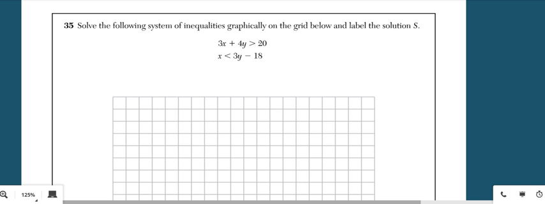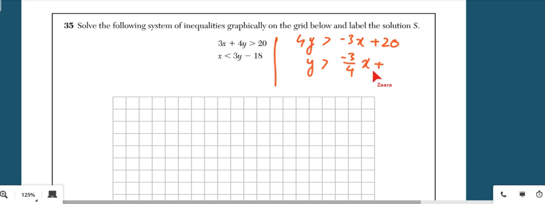Now, first of all, we have to write them in the form of y is greater than or equal to, or less than or equal to mx plus b. So how can we take that? If I just subtract 3x from both sides, I will get 4y is greater than negative 3x plus 20. Dividing both of them by 4, I will get negative 3 by 4 x plus 5, because 20 divided by 4 is 5.